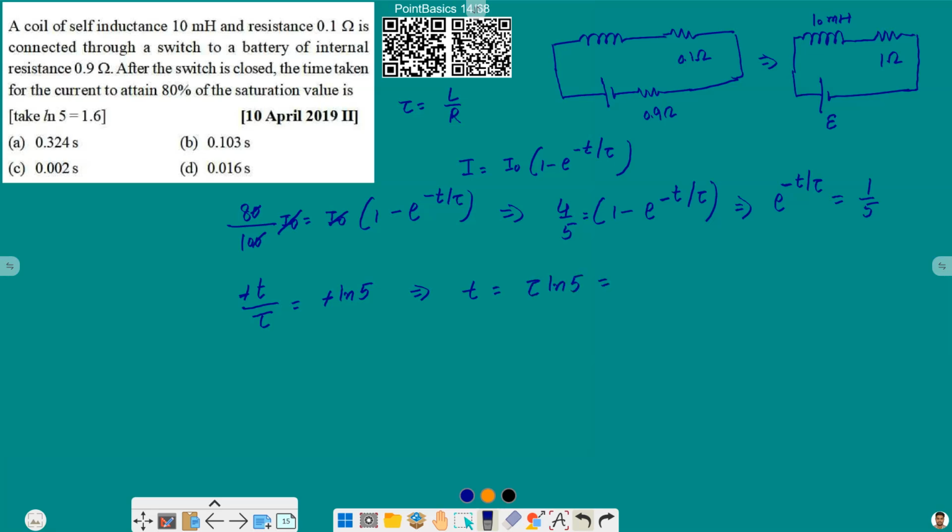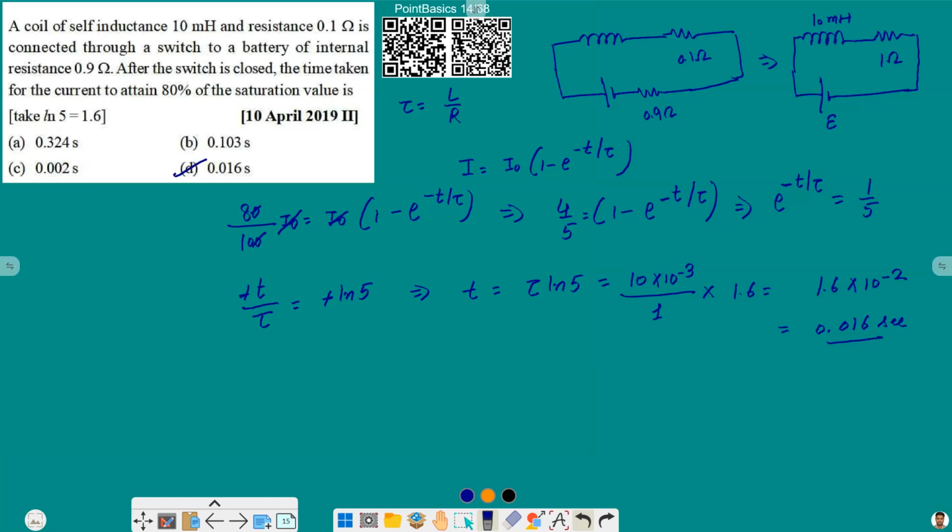Tau is L by R. L is here 10 millihenry, so 10 into 10 raised to power minus 3, divided by R. The value of R is 1 ohm, the combined resistance is 1 ohm. Multiply by ln 5, that is 1.6. So this will be basically 1.6 into 10 raised to power minus 2, or 0.016 seconds. That is option D for us.